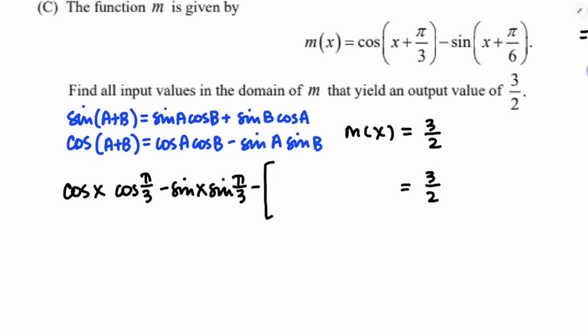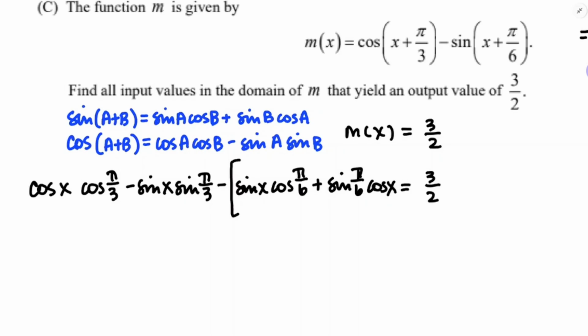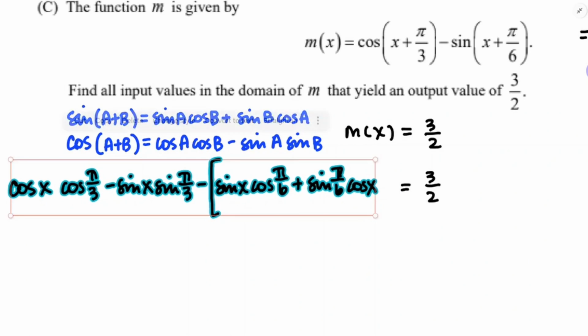Goodness. All right, so sine x cosine pi over 6. There's not even going to be enough room. Okay, just scoop that over some. Sine x cosine pi over 6 plus sine pi over 6 cosine x. It still wasn't enough. It's a very long expression. Alright, there we go. That's as far as I can go.